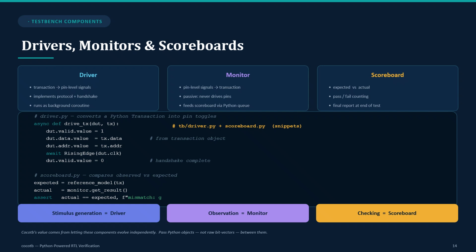The driver converts transactions into pin-level signals and implements the handshake protocol. And the monitor is just the reverse of the driver. The monitor converts pin-level signals into transactions, and it is a passive component. It means it does not apply any signal. It just monitors the DUT. And finally, it sends transactions to the scoreboard for comparing expected and actual data. The scoreboard compares expected versus actual and generates pass and fail counts and a final report.